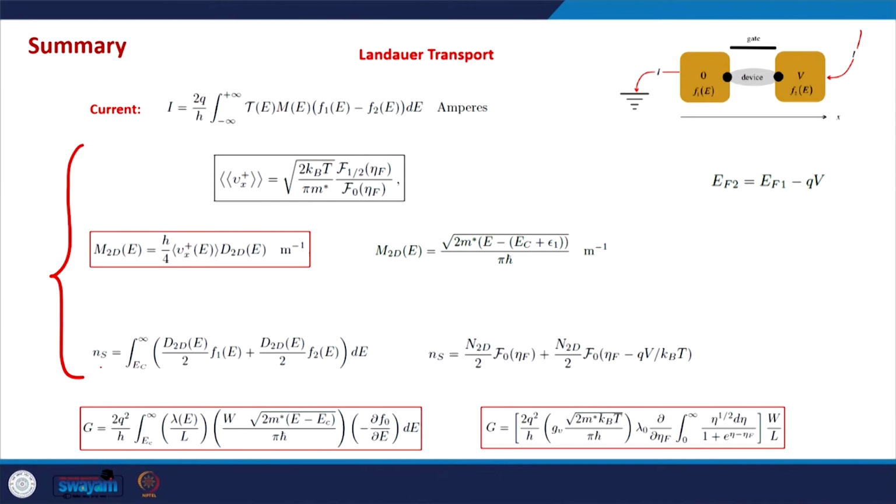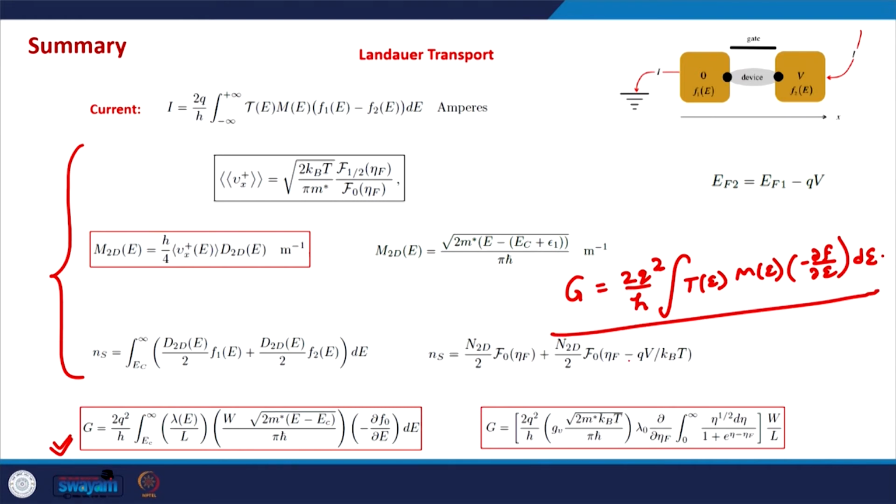By using all these concepts, we can calculate the conductance of the device, and this is how it looks. The conductance expression is 2q square by h Te Me times minus del f by del E, for near equilibrium transport, for small applied voltage in the linear regime. Here Te is essentially lambda by L, and Me is this.